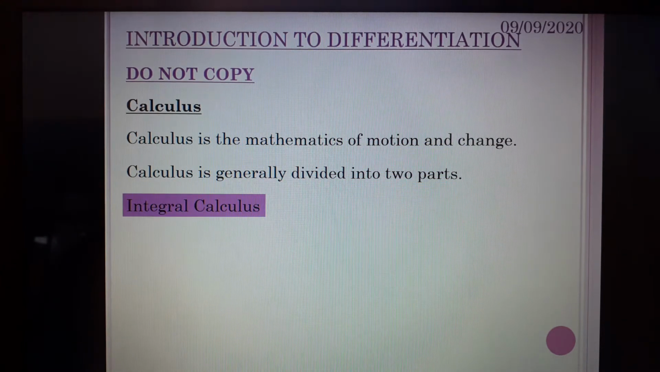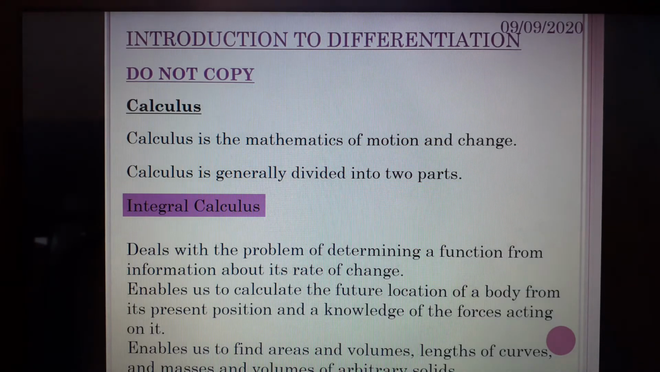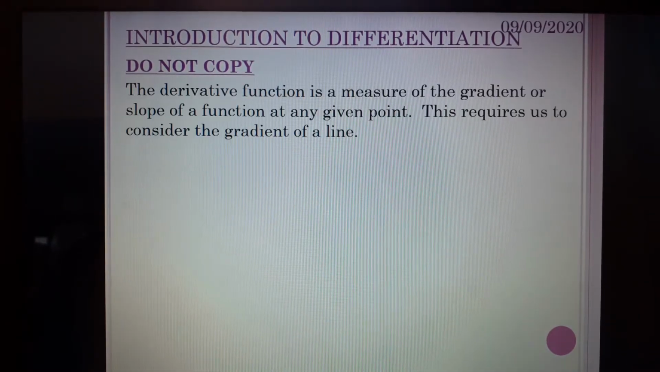Okay, the other aspect of calculus is integral calculus, and we'll be doing a topic integration later on in the higher course. That deals with problems of determining a function from the information about its rate of change, so it's a kind of backwards question coming from the rate of change. It enables us to calculate the future location of a body from its present position and a knowledge of the forces acting on it. And it enables us to find areas and volumes, lengths of curves, and masses and volumes of some arbitrary solids. Okay, so we're still not copying this as a note just yet.